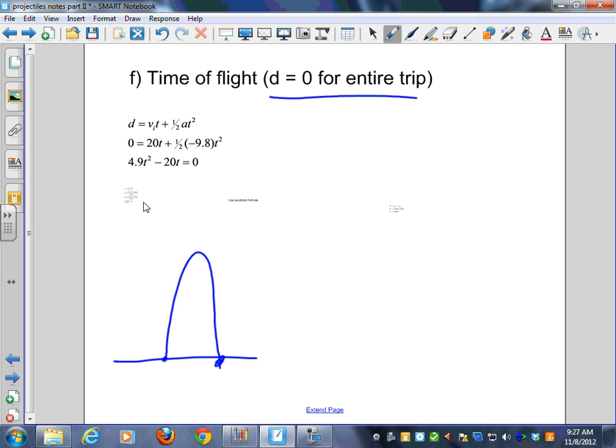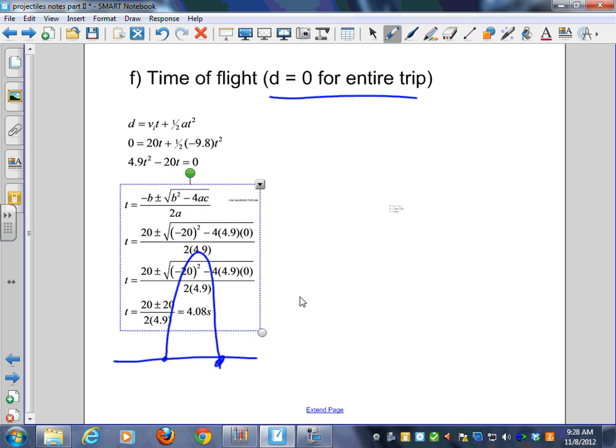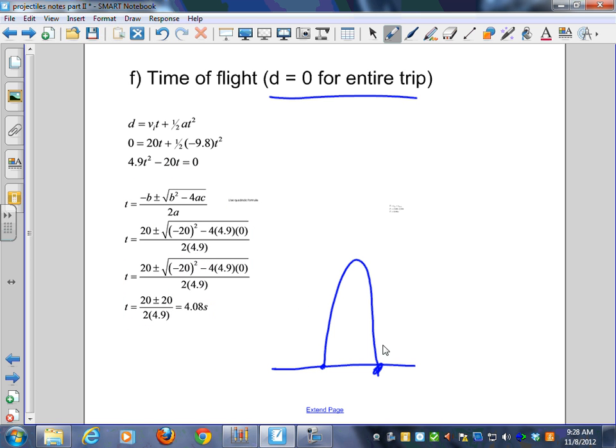So the first one here is using the quadratic formula, and I get 4.08. Big surprise there. 2.04 up, 2.04 down.